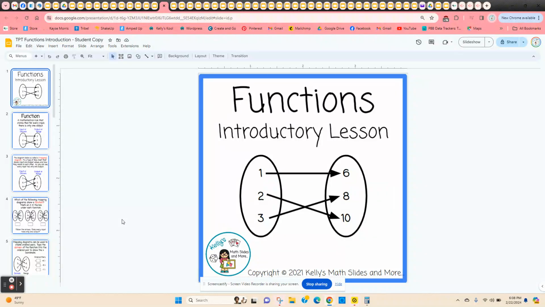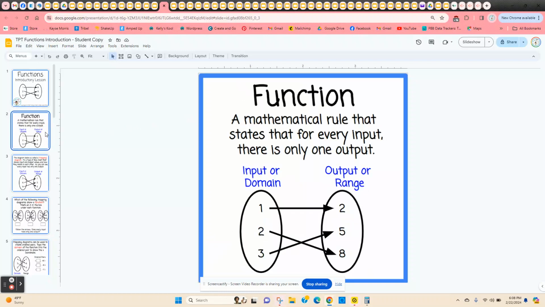Mathematical functions. This is an introductory lesson, and it's a digital lesson. It starts out by explaining to students that a function is a mathematical rule that states that for every input, there is only one output. And here we have a diagram called a mapping diagram. The input, or the domain, is on the left, the output, or the range, is on the right.